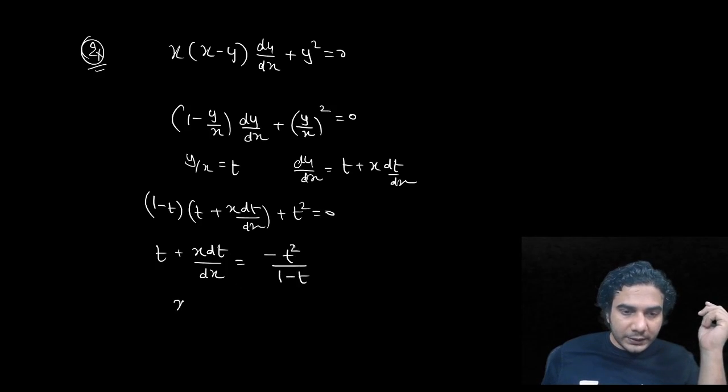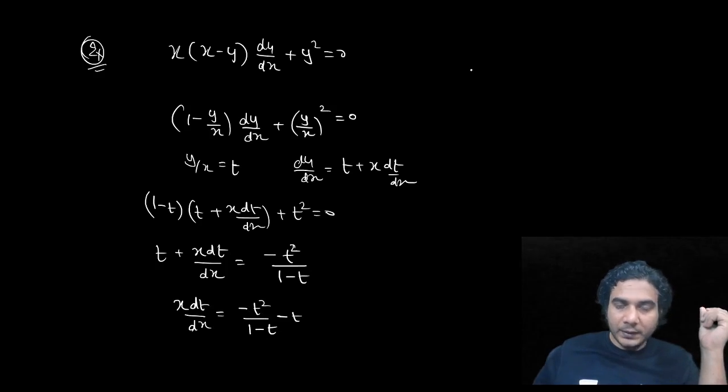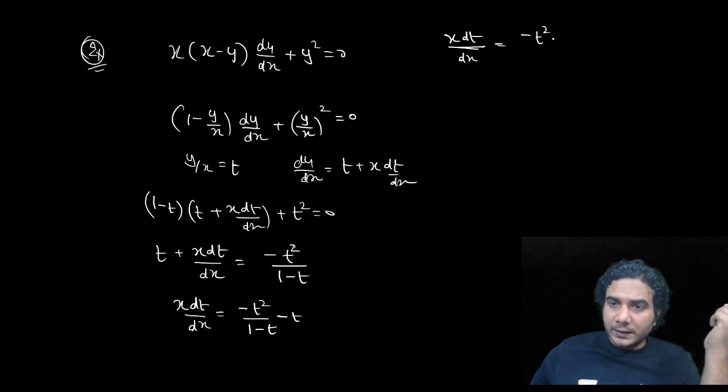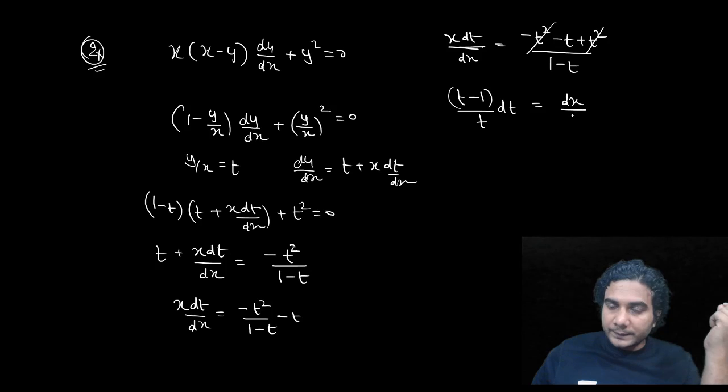Then you can take t common, so it is x dt upon dx is equal to minus t square upon 1 minus t, minus t, alright. So it is x dt upon dx is equal to, if you take LCM, minus t plus t square upon 1 minus t. This t square and t square will get cancelled. So this is t minus 1 upon t dt is equal to dx upon x.